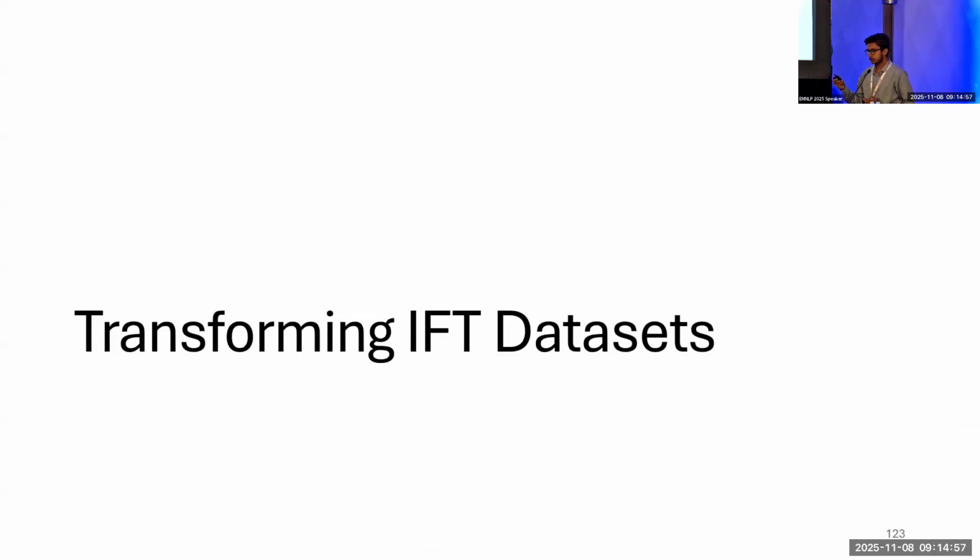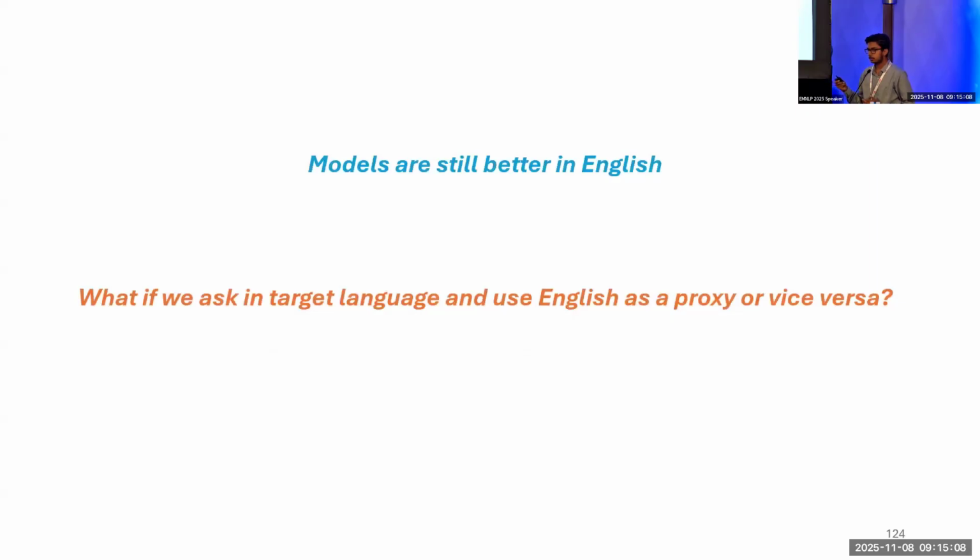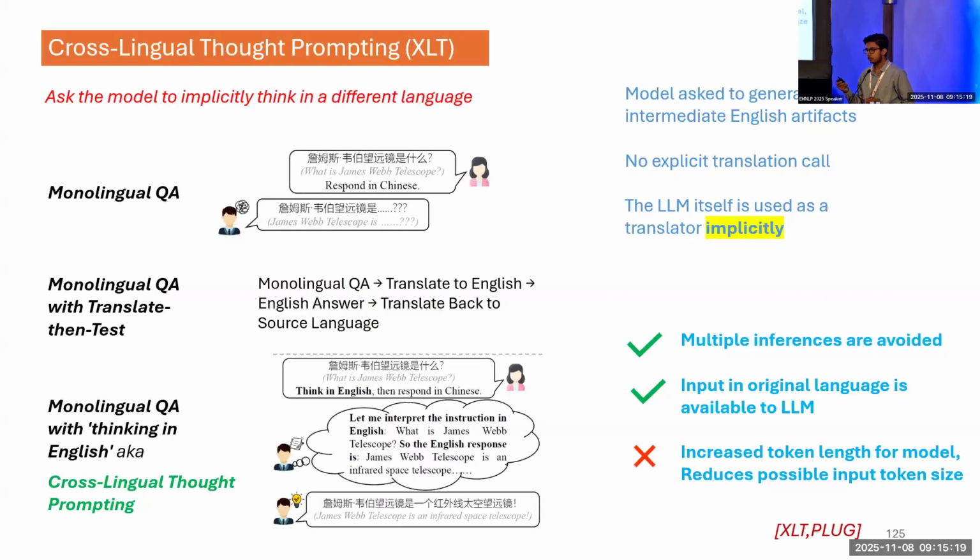Now towards the next subsection, what are some simple transformation techniques in addition to our instruction following task that we have? So we've done all this, but models are still better in English. What if we ask in the target language and use English as a proxy, or vice versa? So we saw how monolingual QA can be trained. We asked the question in Chinese, the answer is in Chinese. That's straightforward. What we can do during inference time is we translate the question into English, we get the answer through an English LLM, and we translate it back to source language.